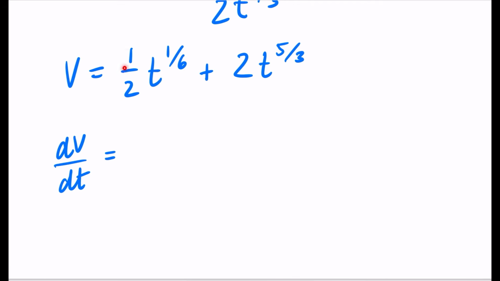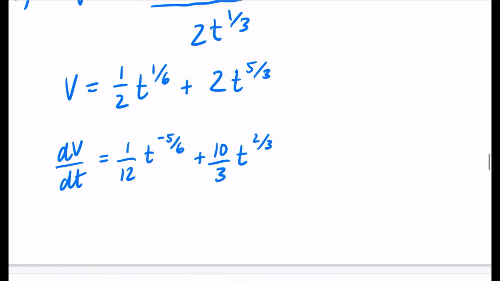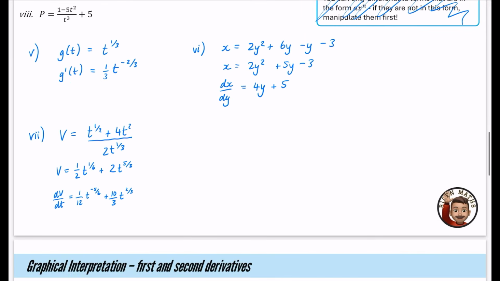I will pull down this power, so I'll have a half times a sixth, either on your calculator or in your head, is a 12th, and I will do 1/6 minus 1, which is minus 5/6. And then I'll do the 2 times by the 5/3, which is obviously 10/3. And I will do 5/3 minus 1. 5/3 minus 1, that's 5/3 minus 3/3, which is 2/3. So we get 1/12 t to the minus 5/6 plus 10/3 t to the 2 over 3. You can see how they get a lot more complicated than what we did on this first slide here.